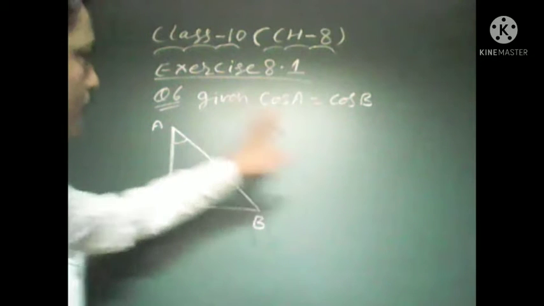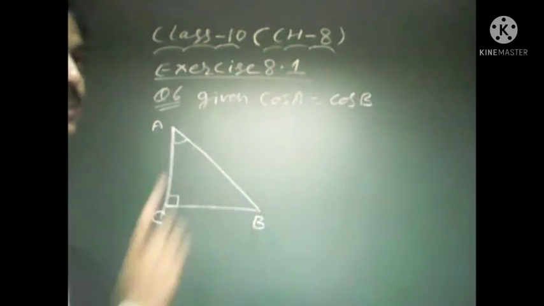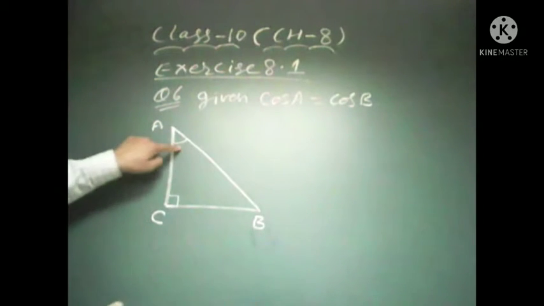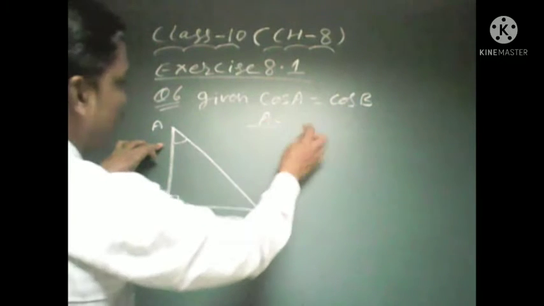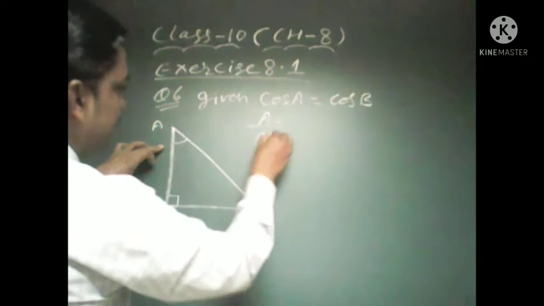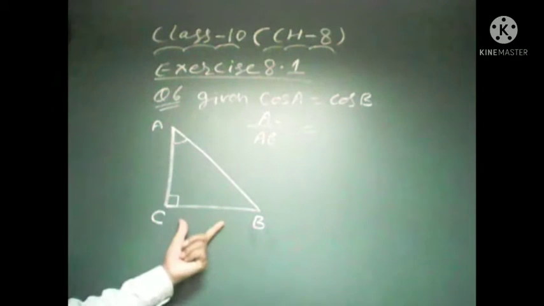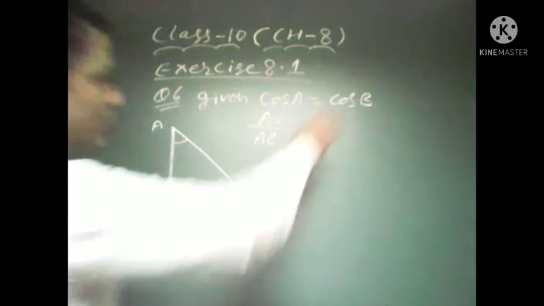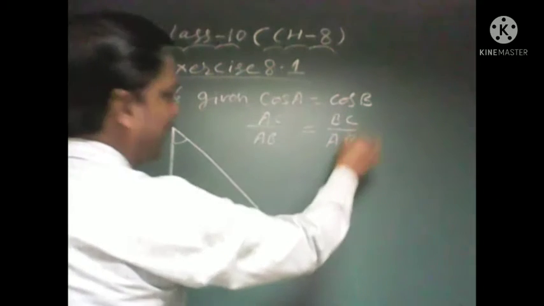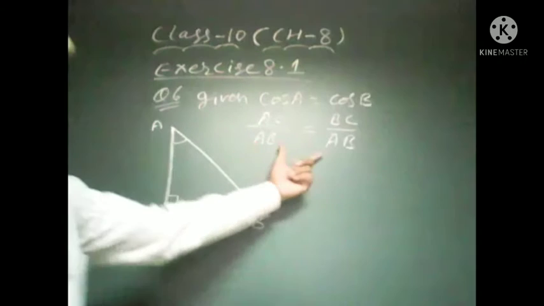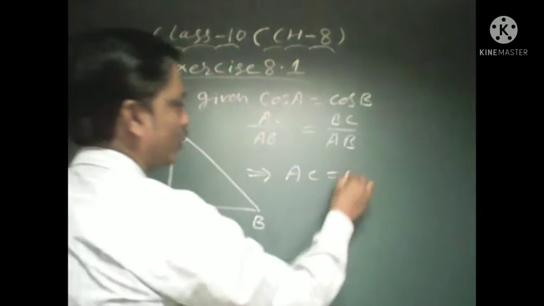Right? So, according to the trigonometric ratio for angle A, what is cos A? Adjacent upon hypotenuse. So, for angle A, AC upon hypotenuse is AB. Similarly, for angle B, adjacent is BC and hypotenuse is AB. So, what is cos B? BC upon AB. Right? Now, the denominators are both equal here. That's why what will we get? AC is equal to BC.